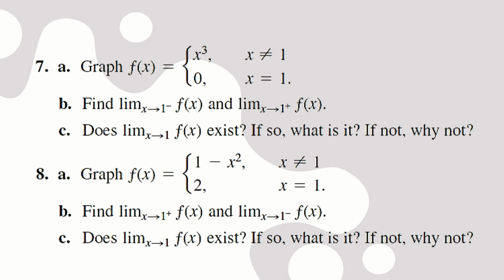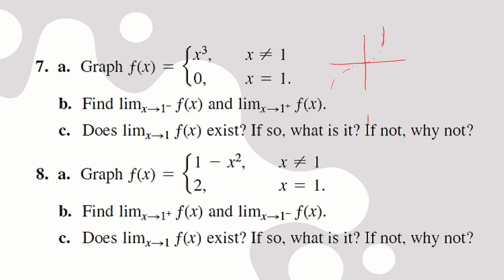Right. So can we draw this function f of x is equal to x cube when x is not equal to 1, and it is 0 when x is equal to 1? So what do we do? We simply draw the graph of x cube, right? I hope everybody knows how to draw the graph of x cube. So it is something like that, right?